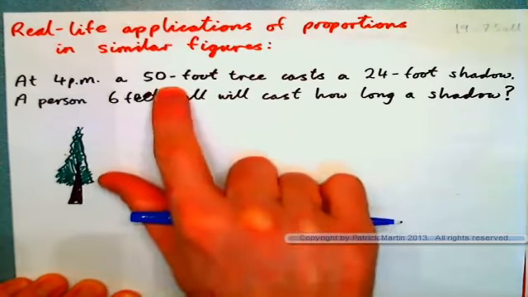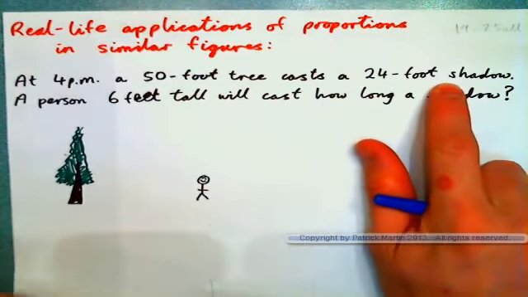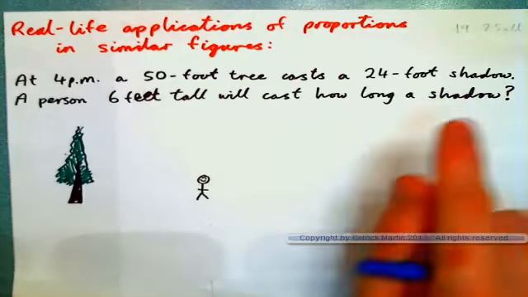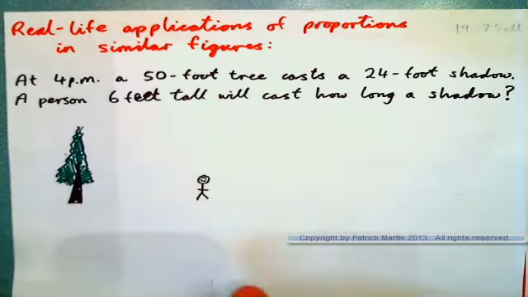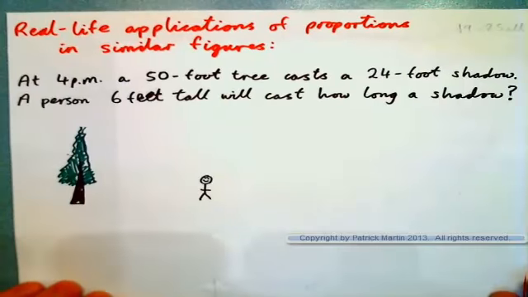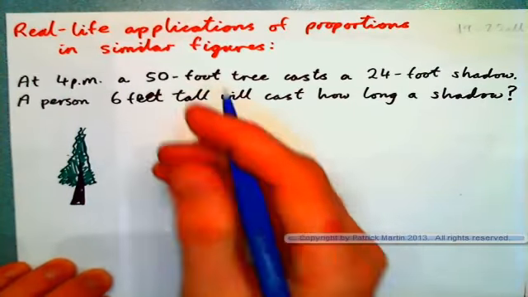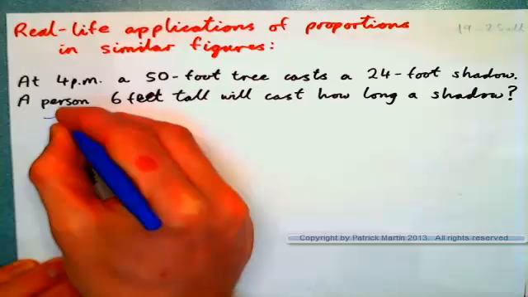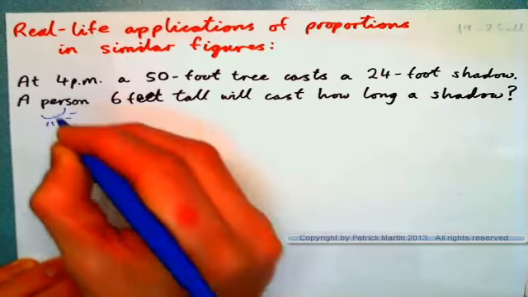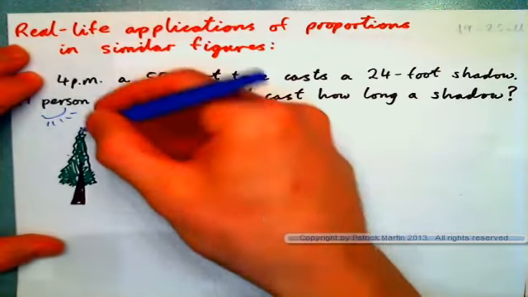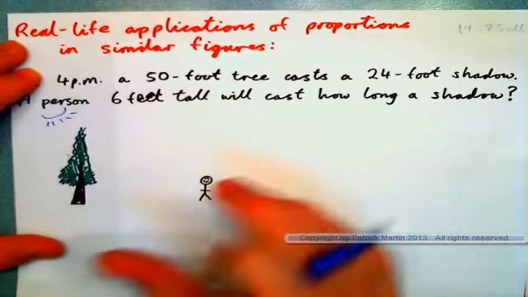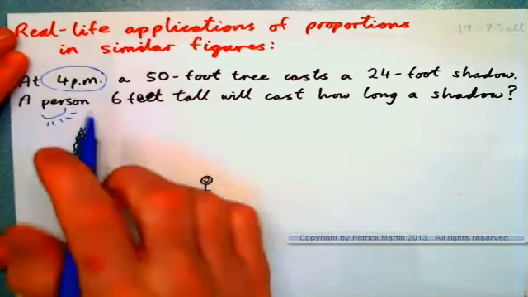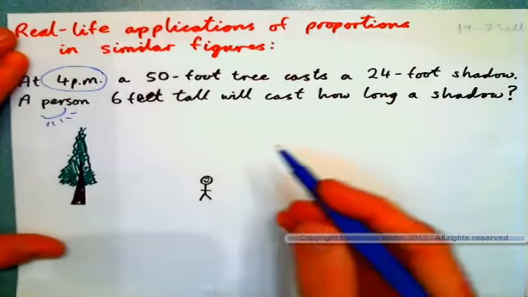At 4 p.m., a 50-foot tree casts a 24-foot shadow. A person 6 feet tall will cast how long of a shadow? Okay, so what we've got to think about is the sun. At 4 p.m., it's just telling you that the sun is in the same position in the sky.